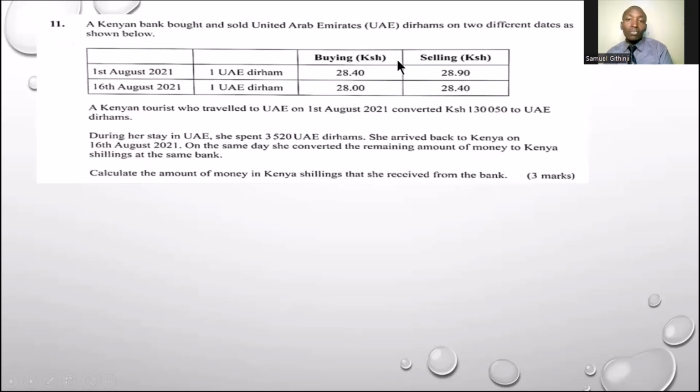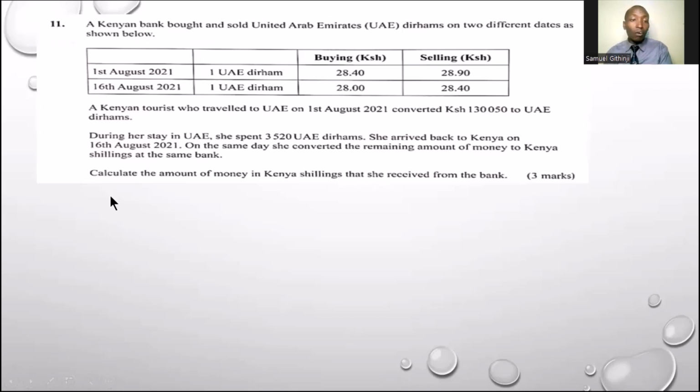Something you should understand about the bank and the bureaus: they trade with the foreign currency. The selling and buying is not of Kenyan shillings. They are buying and selling the foreign currency. So in this case, when the Kenyan tourist traveling to United Arab Emirates converts her Kenyan shillings, when she goes to the bank, the customer has the Kenyan shillings, the bank has the foreign currency. So the bank will be selling. In short, the bank will be selling.